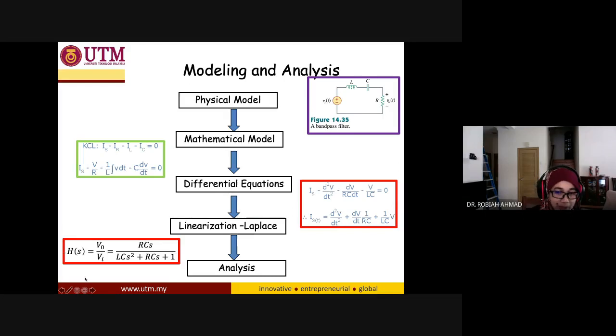So this is what we have. If we're looking at the output over input, we will come up with these equations. And then after that, we do the transformation, and then we look at the behavior in the time domain, just like we did yesterday. So this is the whole thing. The same thing goes for mechanical system, chemical system. So first we start with physical model, mathematical model, and then we look at the ODE, and then we do the Laplace transform, Fourier transform, and then we analyze. So that is basically what we did.